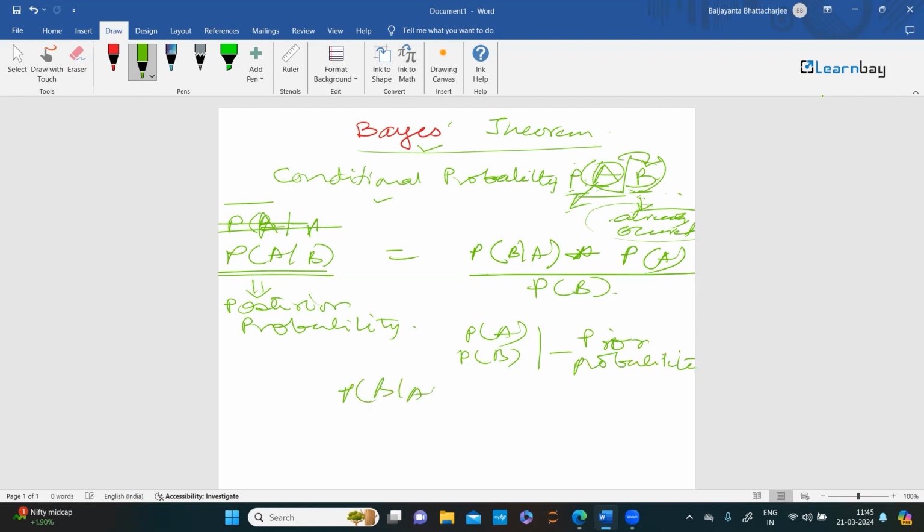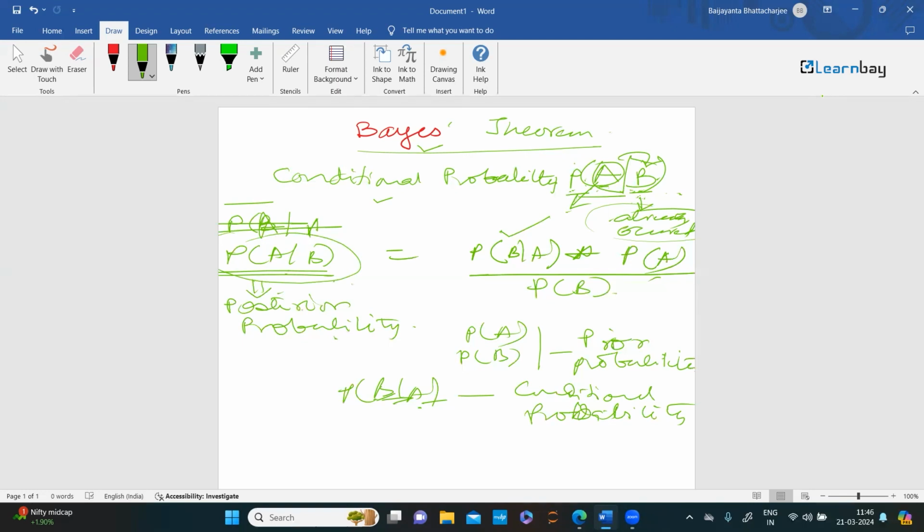And P of B given A is the conditional probability of the event B given that A has already occurred. So this is the conditional probability, and these are the prior probabilities. And this is the revised or posterior probability given by Mr. Bayes. It will give you the revised or new probabilities based on the computation of this formula.